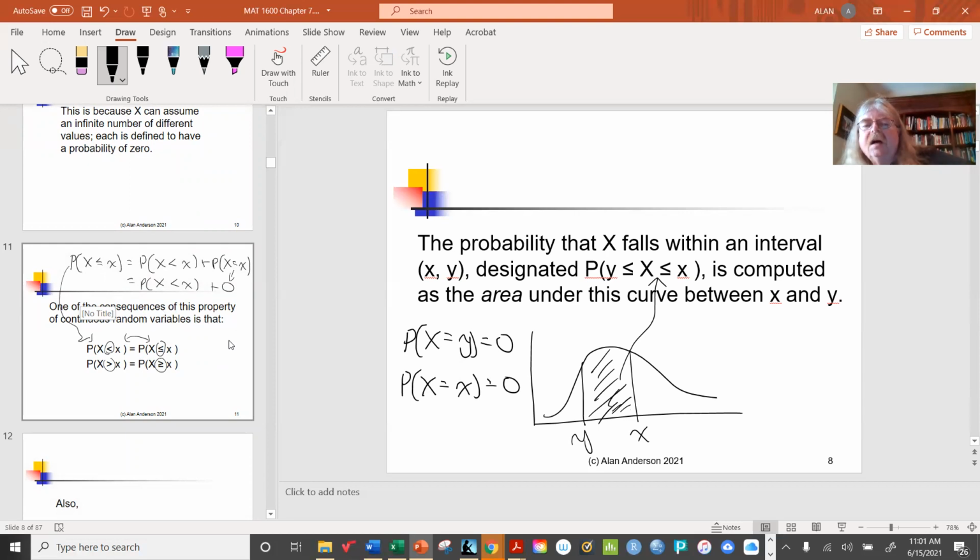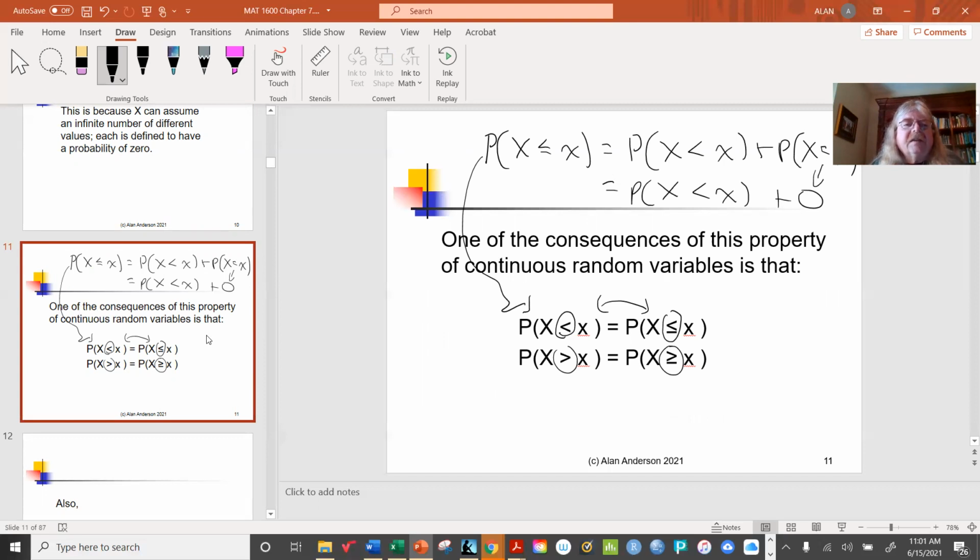Because of this, unlike the previous chapter, we no longer have to make a distinction between strictly less than and less than or equal to. Let me erase this for a second. Here's why. The probability that x is less than or equal to this lowercase x is the sum of the probability that x is strictly less than x plus the probability that x is exactly equal to x. But that's equal to 0 in this context. So therefore, these probabilities are the same thing. And that's what it says right here.